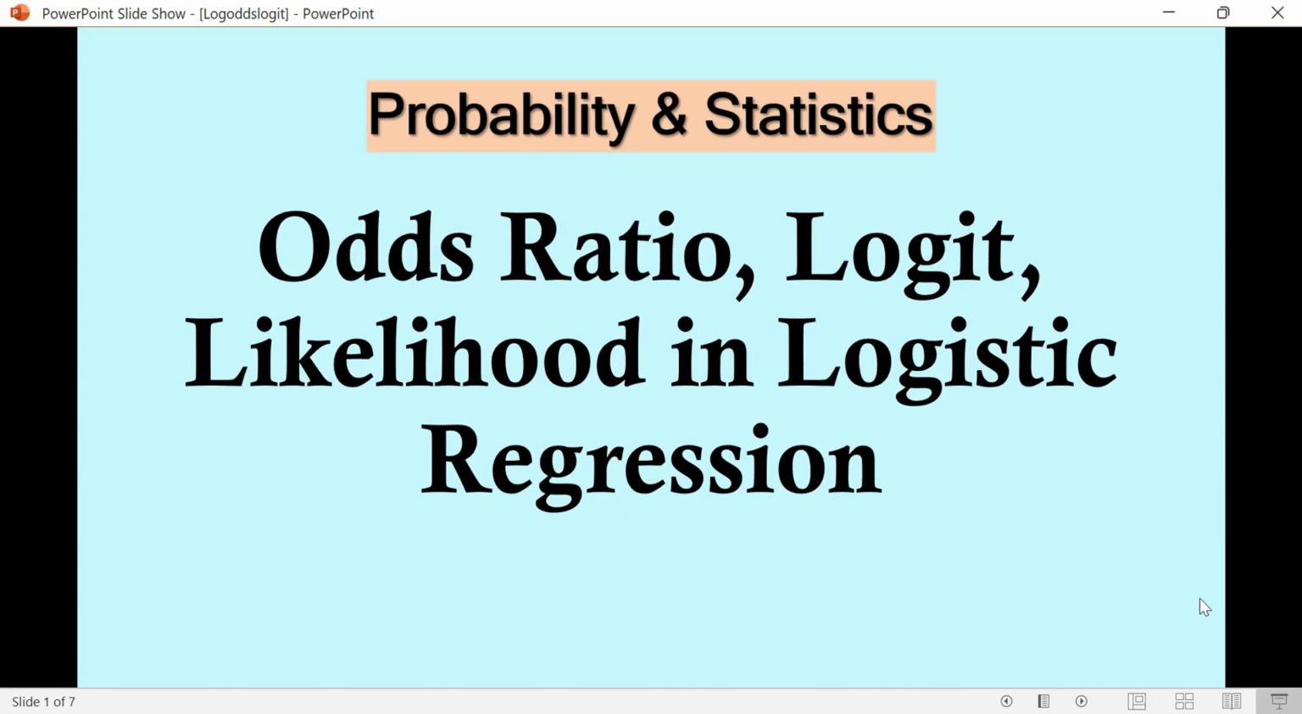Hello, in this video we will talk about some important notions in logistic regression. They are called odds ratio, logit, and likelihood functions.